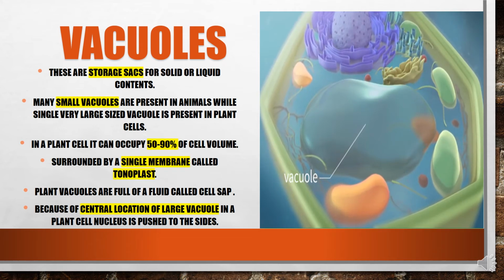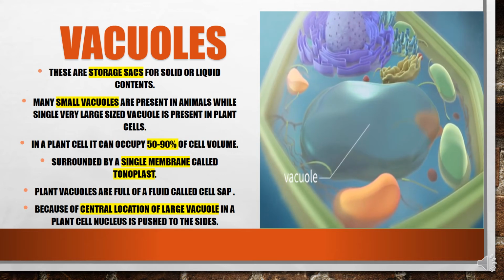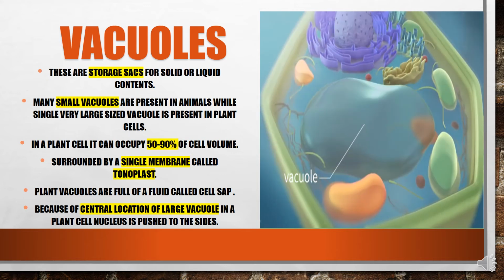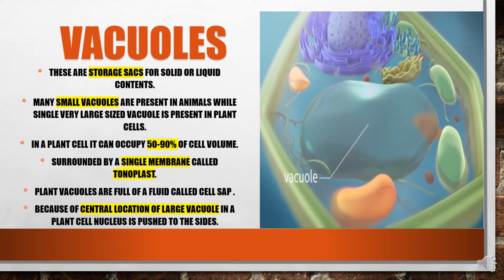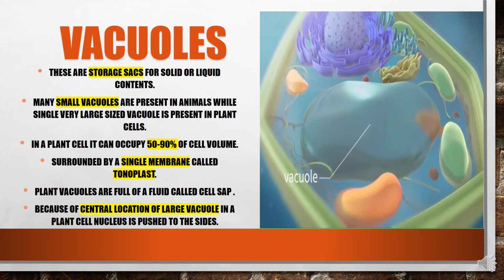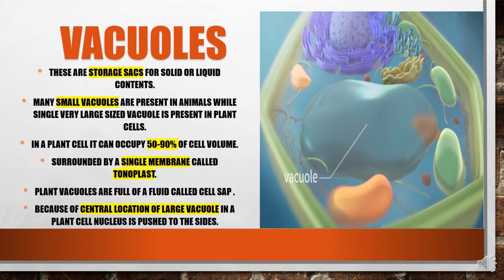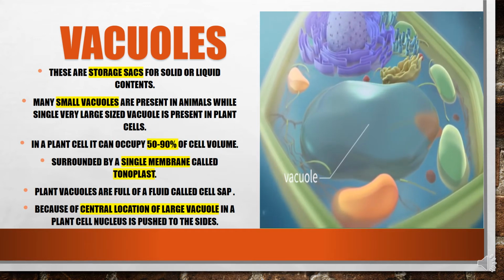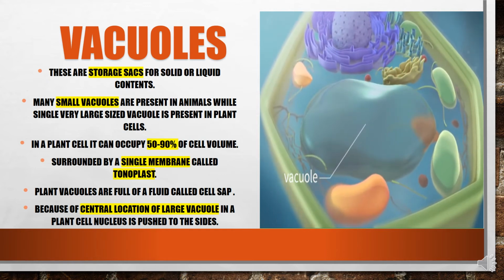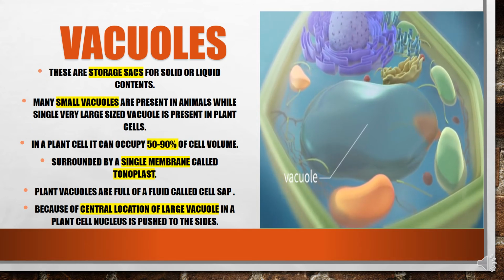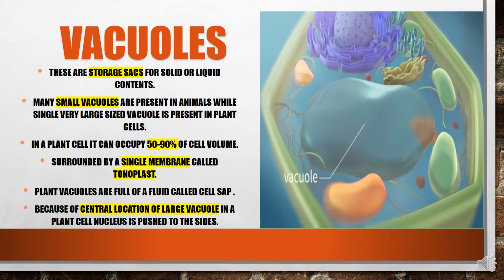Next, one more important cell organelle, vacuoles. Vacuoles are actually sac-like, bag-like storage structures which are present in plant or animal cells. In animal cells, they are very small in size but large in numbers, meaning more than one, and many small vacuoles are present in animal cells, whereas in plant cells, a single large vacuole is present, as you can see here in the video. A very large vacuole is present in plant and it can occupy 50 to 90% of a plant cell volume.